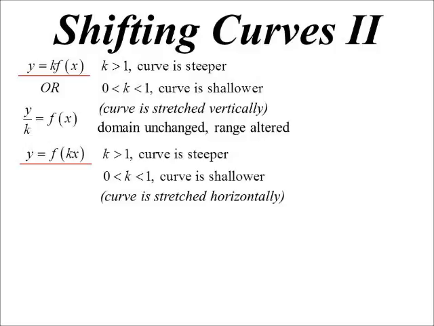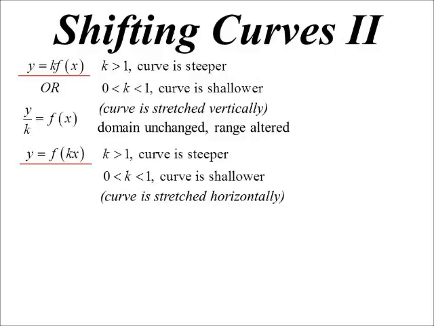Whereas if that constant is times the x, so it's not the function that's times the constant, it's the x. So everywhere you see x, you're replacing it with kx. Interestingly enough, the same thing happens. K is greater than 1, we get a steeper curve, and we get a shallower curve for k between 0 and 1.